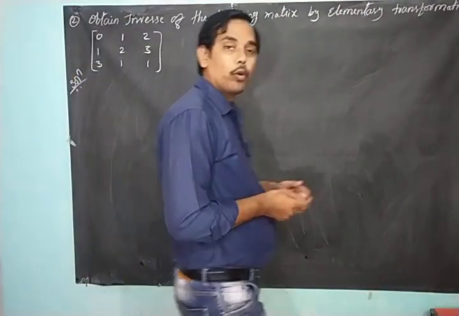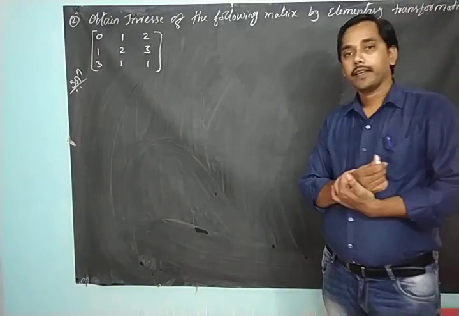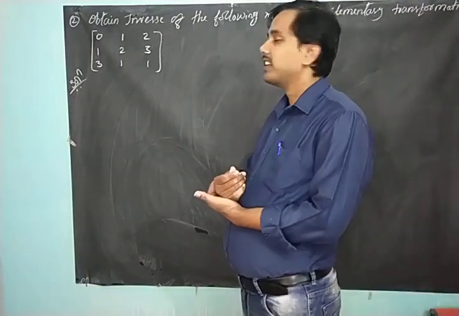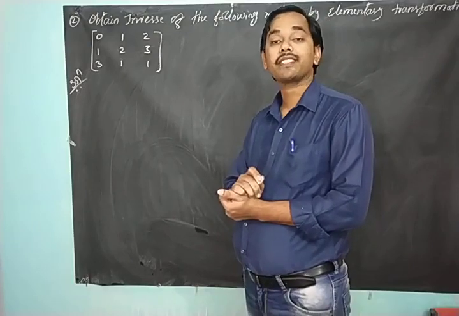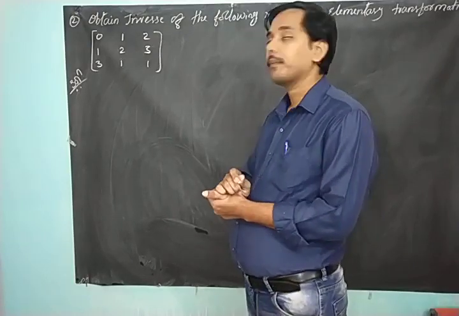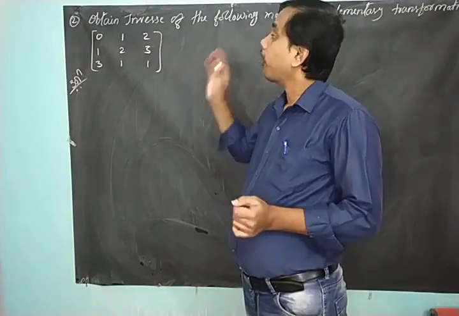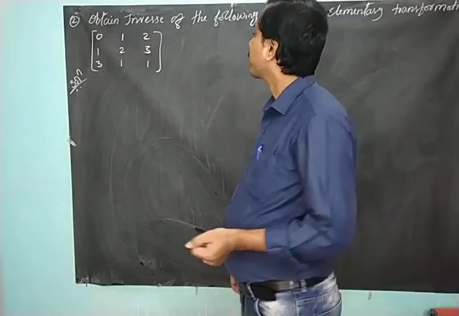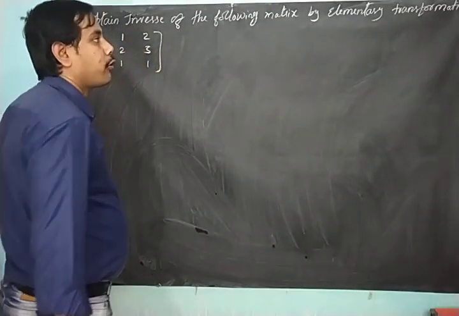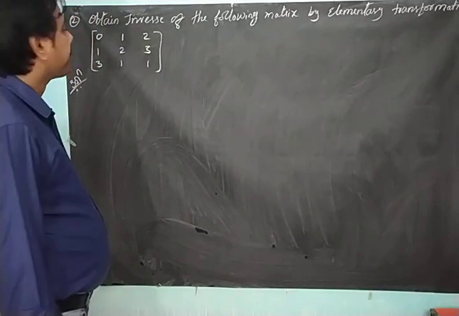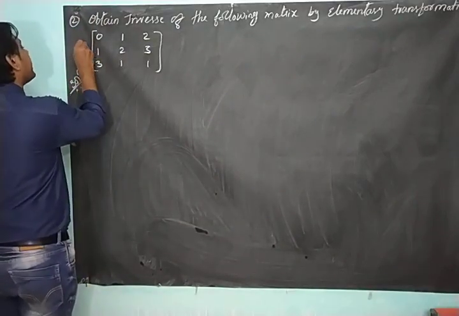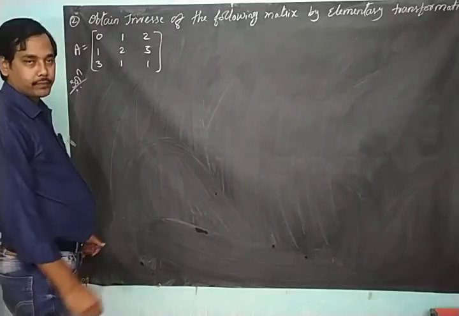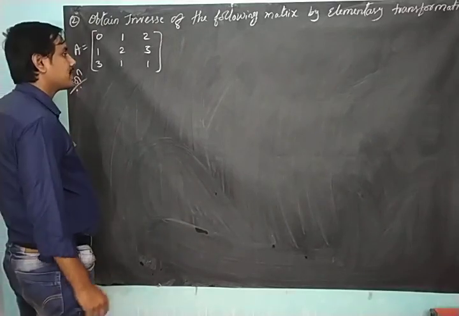Okay friends, I hope the previous problem is clear. Let us take up one more example and try to understand how to find the inverse. Previously we have taken a 2 cross 2 matrix. Now let us take the example and find the inverse of 3 cross 3 matrix. Obtain the inverse of the following matrix by elementary transformations. So there is a 3 cross 3 matrix given. Let us consider it as A.